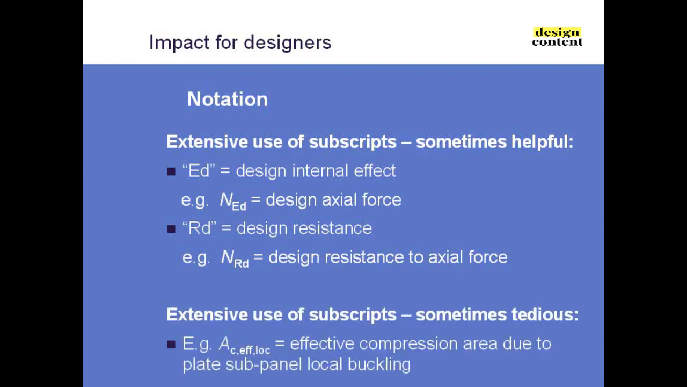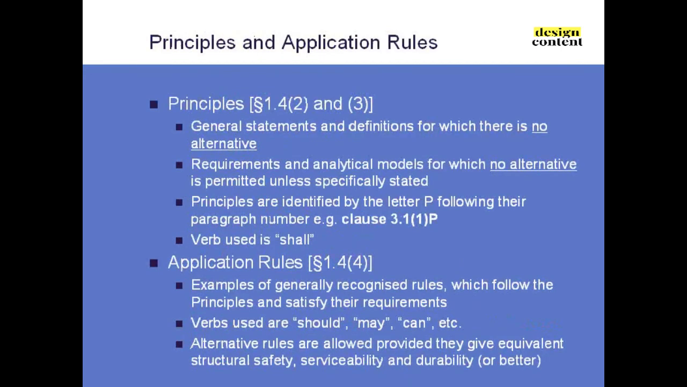The example at the bottom of the page shows a bit of an extreme case, AC, F, lock. That's something which features in Eurocode 3 part 1.5 for plated structures. And you can't shorten that by knocking the lock off the end, because there already is an AC, F, which means something else. So that's a very, very extreme case, but you do need to follow the conventions, otherwise you'll mislead people or get things wrong, particularly in spreadsheets.